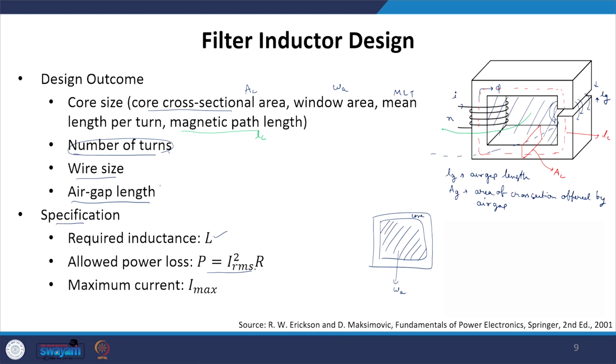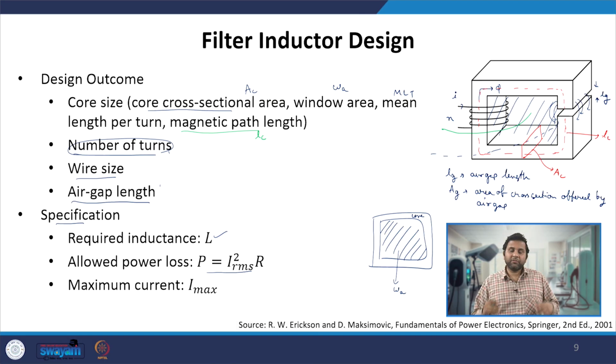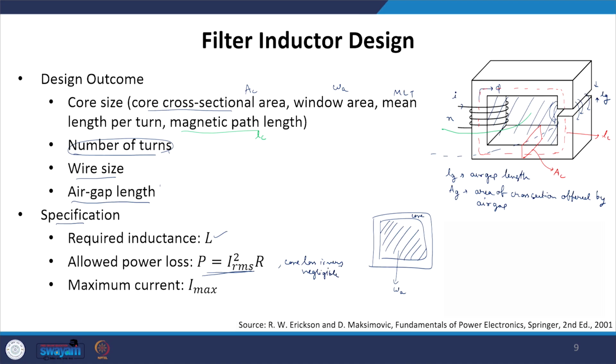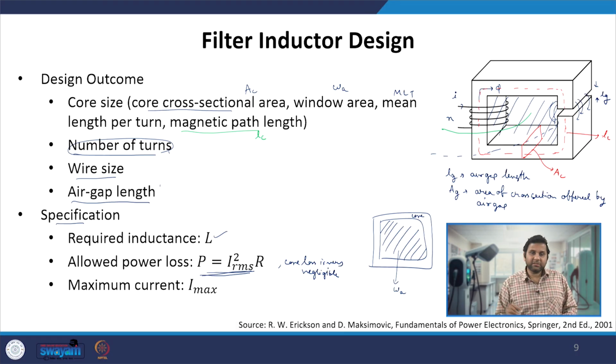And then we will also define the allowable power loss we can accommodate in the loss budgeting of the entire converter. So generally we do the loss budgeting of the entire converter, and then we say that this much is the amount of power loss I can allow from the inductor. So the allowed power loss is nothing but P equals I squared R, because here the core loss is very negligible, since the area enclosed in the BH loop is very small, as our ripple current is very small. So we can say that the loss in the inductor is only due to the copper loss, which is nothing but I squared RMS times resistance.